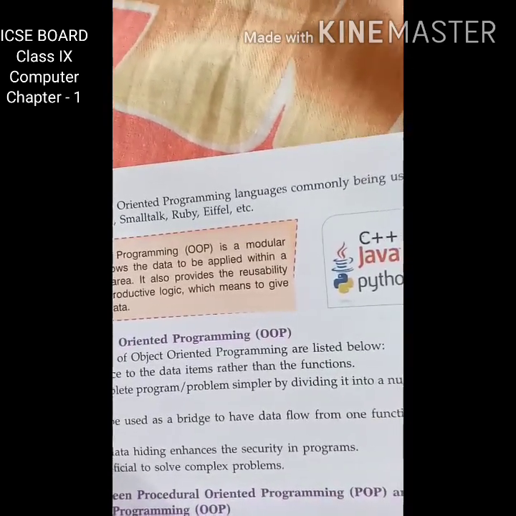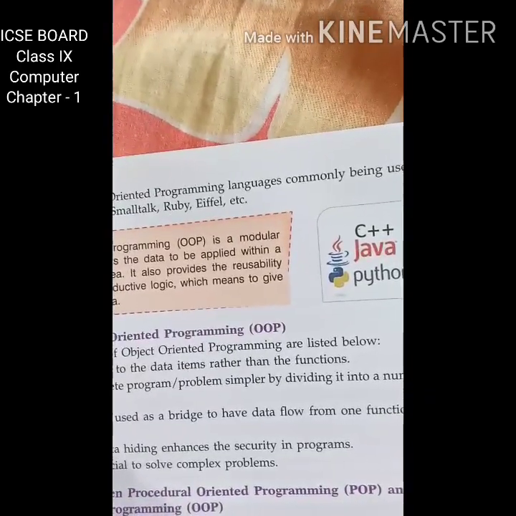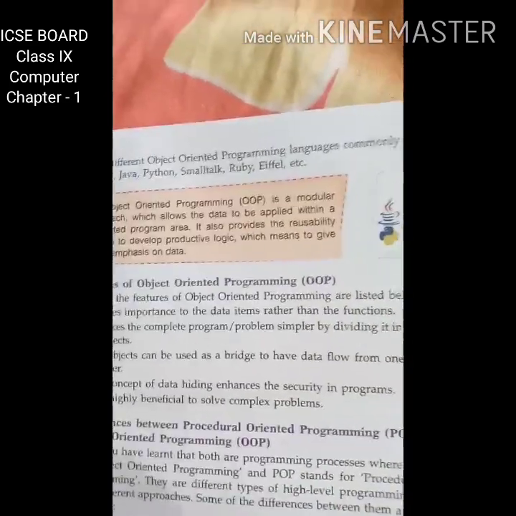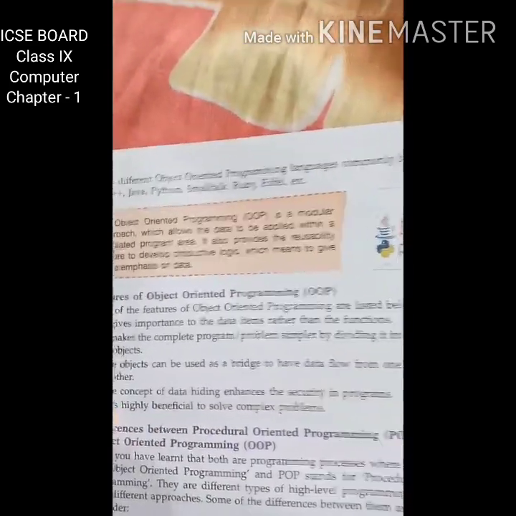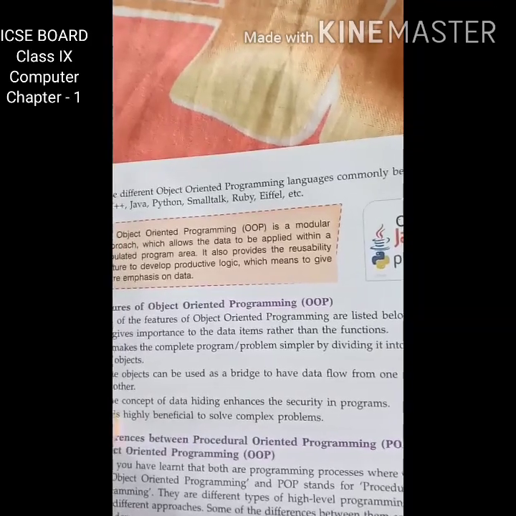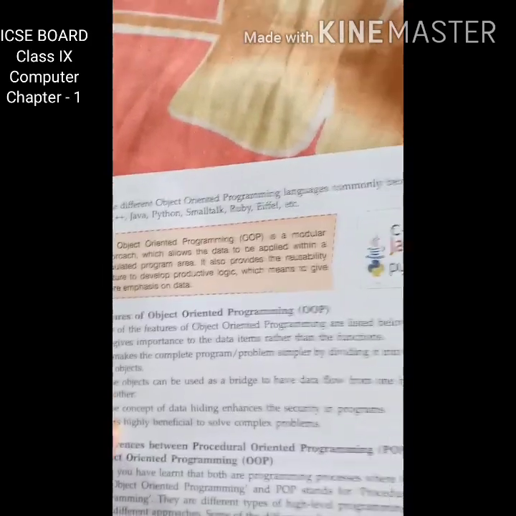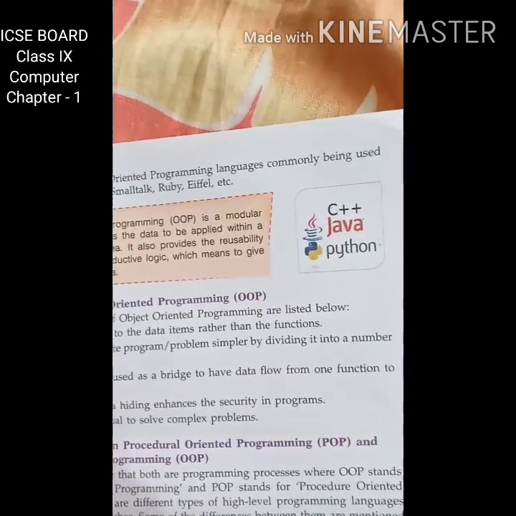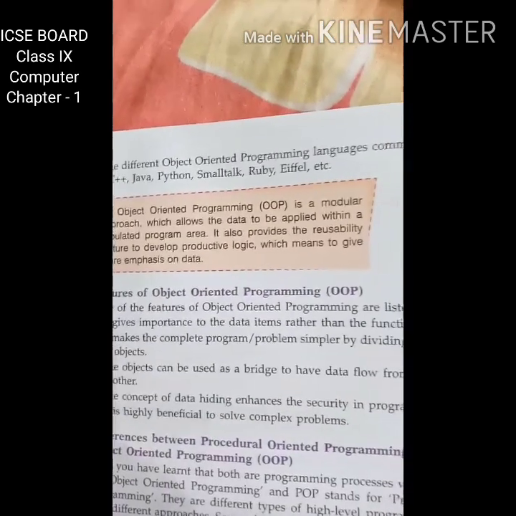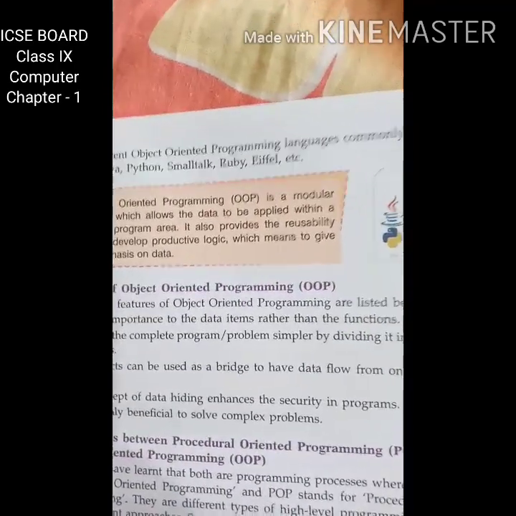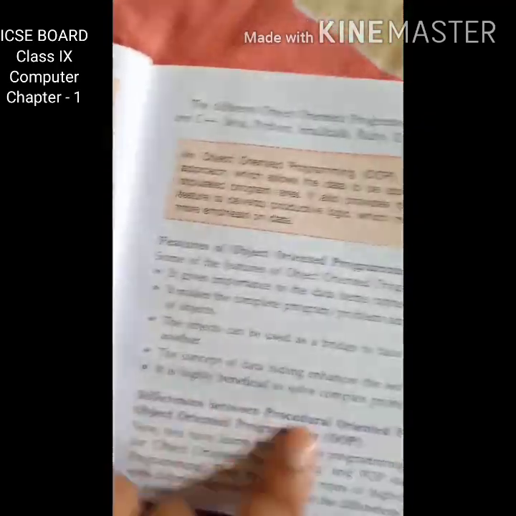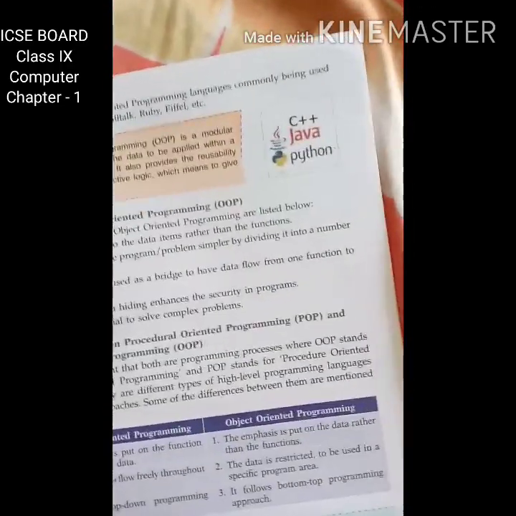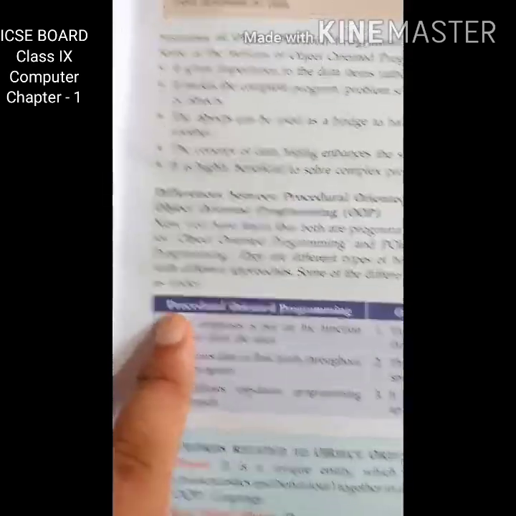The concept of data hiding enhances the security of the program. The data hiding principle I will teach you later. Data hiding means hiding the data, which we can do with the help of encapsulation. That I will teach you later. It is highly beneficial to solve complex problems. Real world complex problems we can solve using object oriented programming.